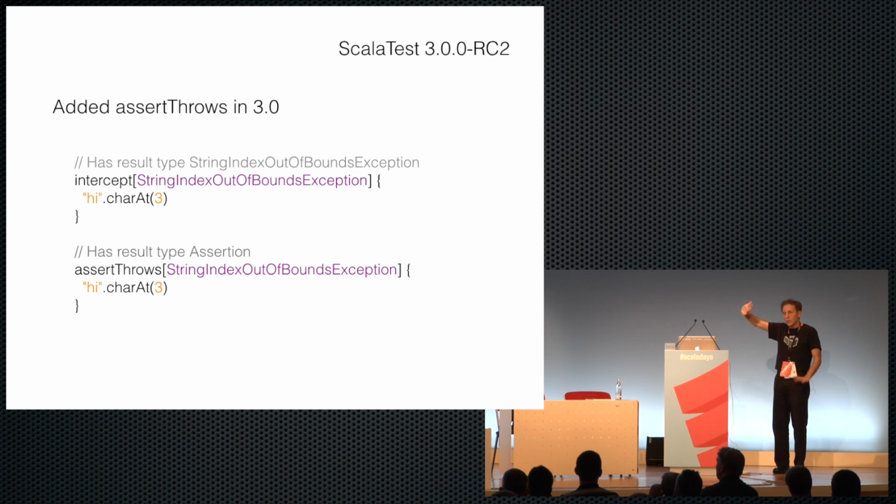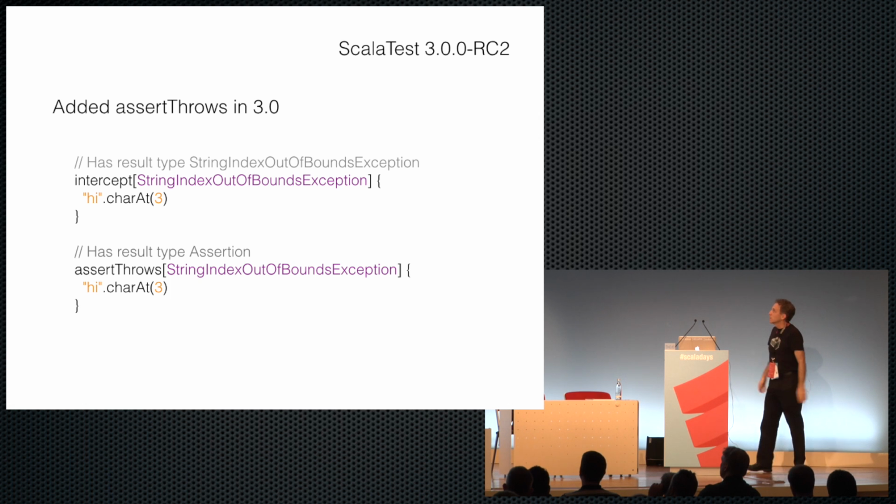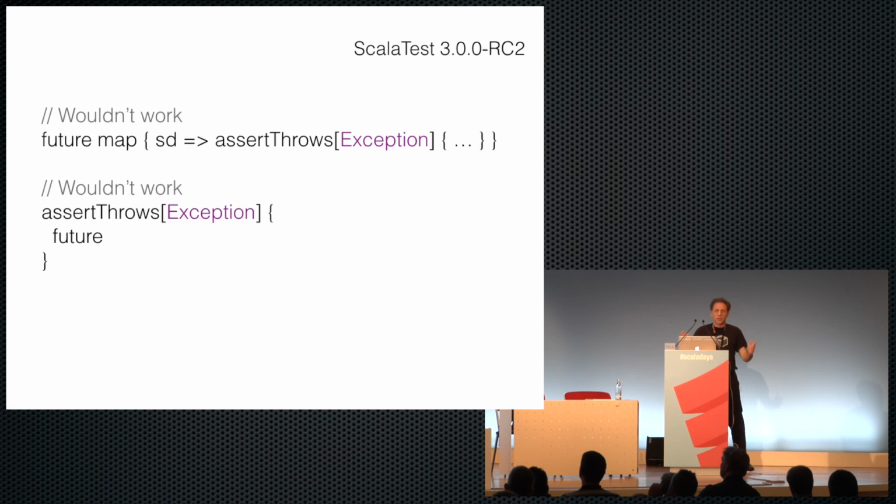So going forward, the recommended style is always use assertThrows unless you actually need to do an assertion on the exception that is caught, and then use intercept. Because you do the intercept, you grab the expected exception, then you do an assert, and now you have an Assertion, right? OK, but that doesn't work in async.